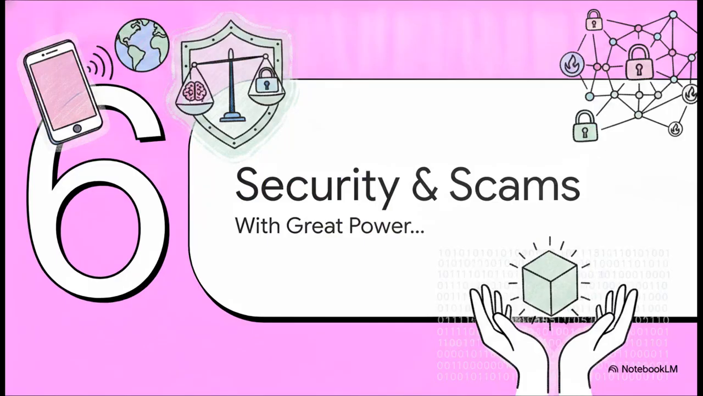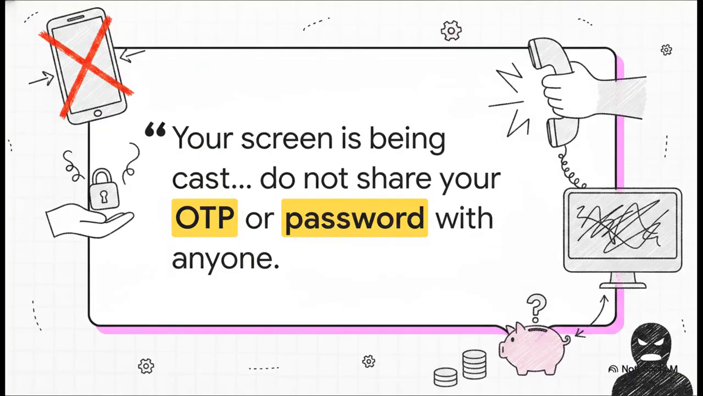However, we really need to turn to Section 6, Security and Scam Prevention. With great power comes great responsibility. Because having the ability to completely take over a device from miles away, it's an incredible tool for good, but we have to set firm security boundaries. When you start these remote sessions, especially on Android apps like AnyDesk, you're often going to see a really stark system warning. It usually says something like, your screen is being cast. Do not share your OTP or password with anyone. You absolutely must pay attention to this.